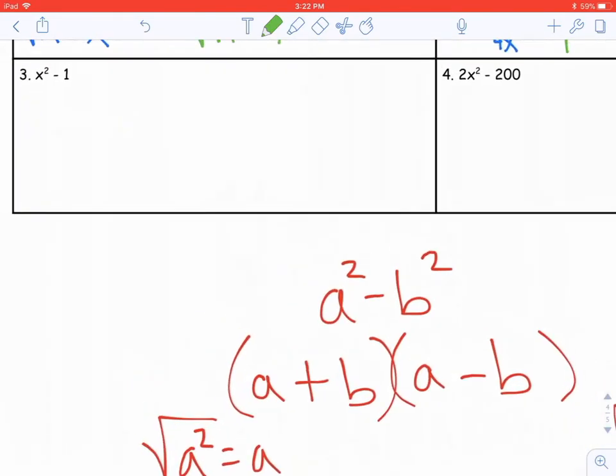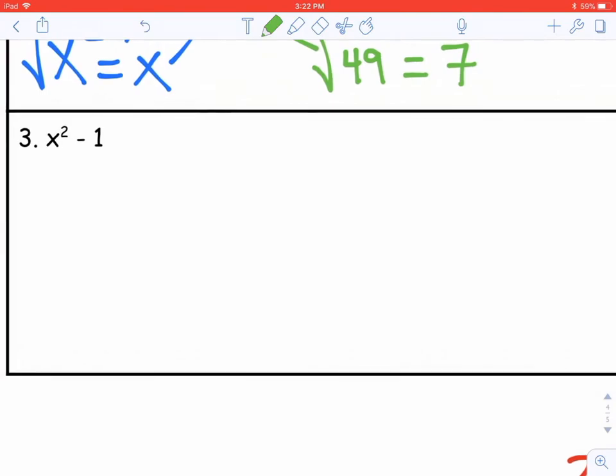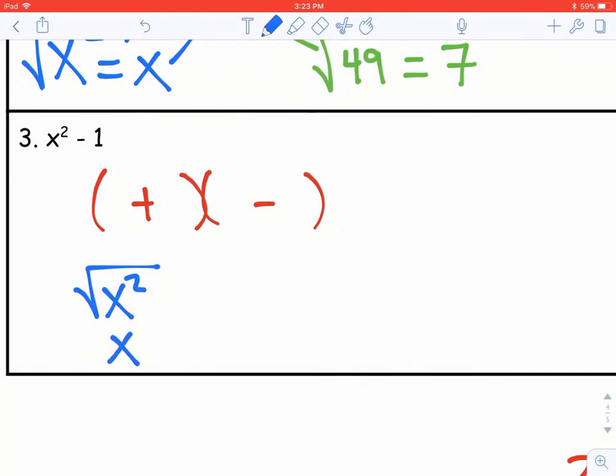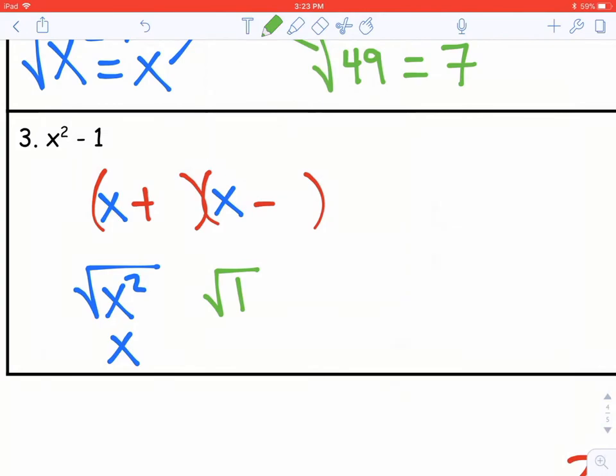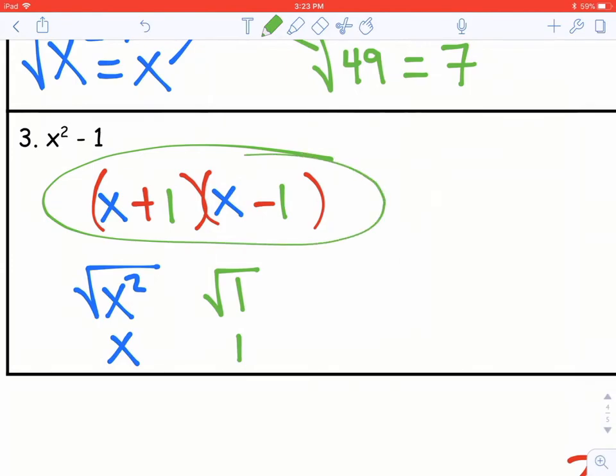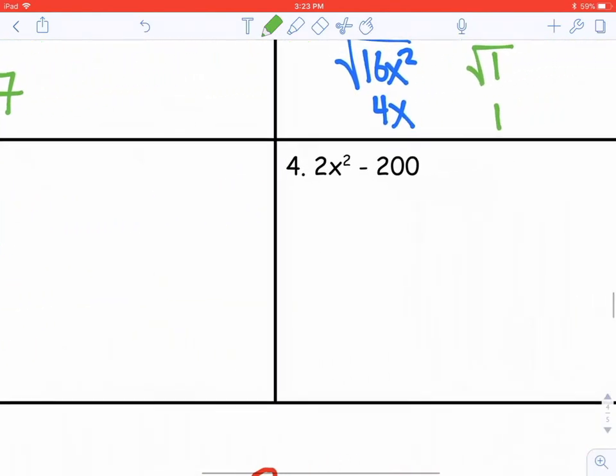So if we have x squared minus 1, we just want to put two binomials. One's positive, one's negative. And then take the square root of your first term you're given. Square root of x squared would just be x. Put that in the first spot of each binomial. And then the square root of 1, which was our second term we were given, is just 1. So that's your second term. And that's it. And let's do one more example.